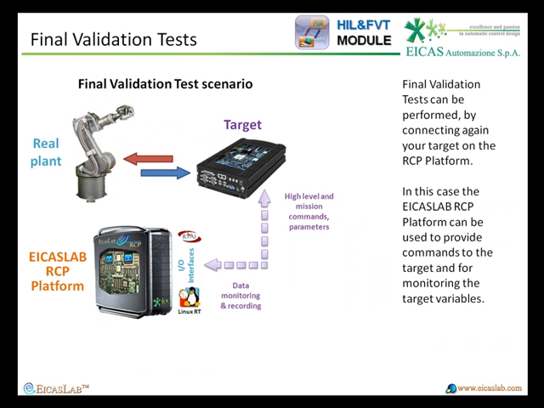At the end of this process, you can finally perform what we call the final validation test, managed by the HIL and FVT module. In the final validation test scenario, the target pilots the real plant, but you can again connect the EICASLab RCP platform to the final hardware target and use the platform to provide commands to the target and/or for monitoring the target variables. Again, the main actors are the real plant, the final hardware target, and the EICASLab RCP platform.